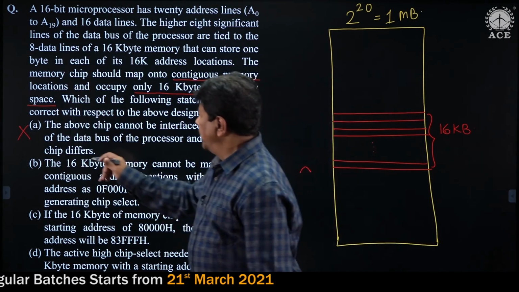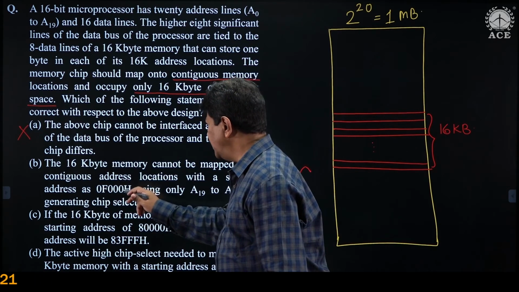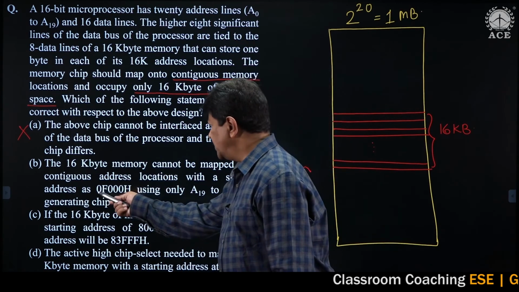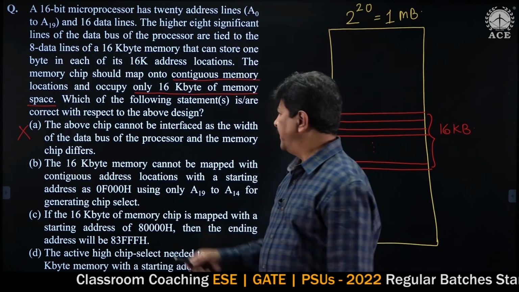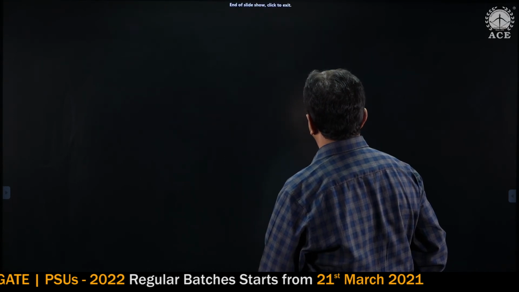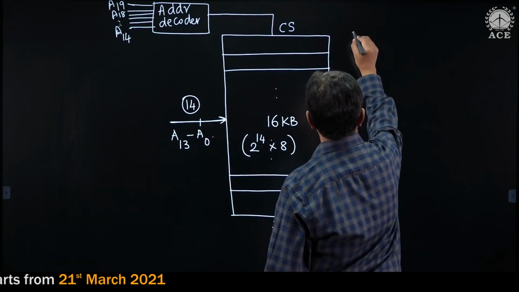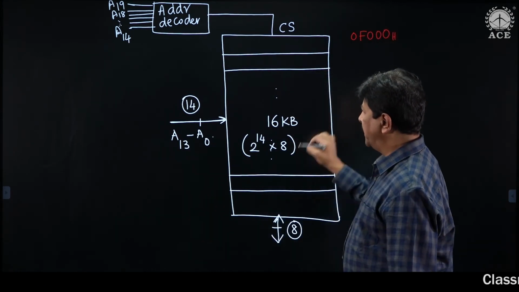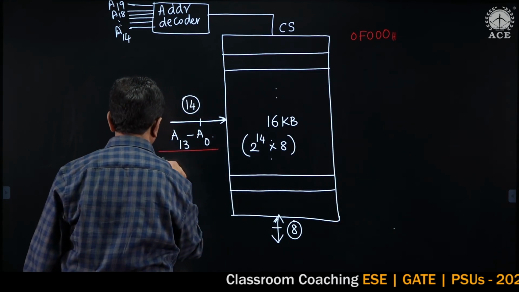Number 2: the 16 kilobyte memory cannot be mapped with contiguous address locations with a starting address of 0F000H using only A9 to A14 for generating the chip select. Unfortunately, if you start from the starting address, the memory is not going to come in a sequence. It will be scattered. For example, take the starting address as 0F000H. You know that for this particular memory, A13 to A0, 14 lines, vary from all zeros to all ones.